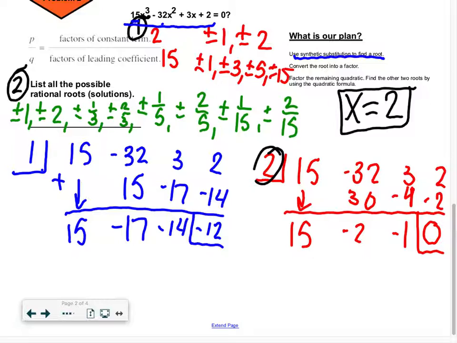Why not negative 2? Because that's what we got at the end. No, zeros are a remainder.